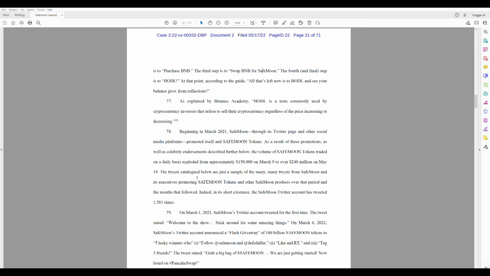Beginning in March 2021, Safemoon, through its Twitter page and other social media platforms, promoted itself and Safemoon tokens. As a result of these promotions, as well as celebrity endorsements described further below, the volume of Safemoon tokens traded on a daily basis exploded from approximately $150,000 on March 9 to over $250 million on May 19. That was a lot.